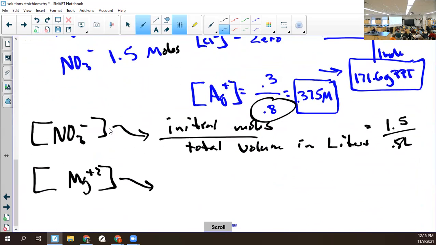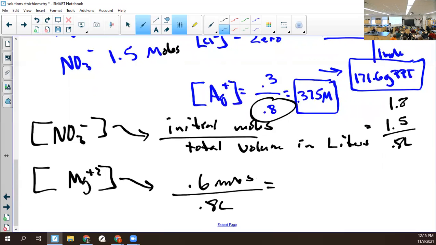So I'm going to come down here. The concentration of Mg plus 2 is 0.6 moles over 0.8 liters. All right, I haven't typed either one of those in. Anyone have that one? What's the top one? 1.875. And the bottom one? And then we'd be done.